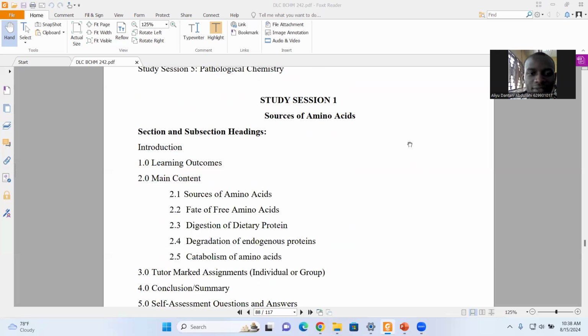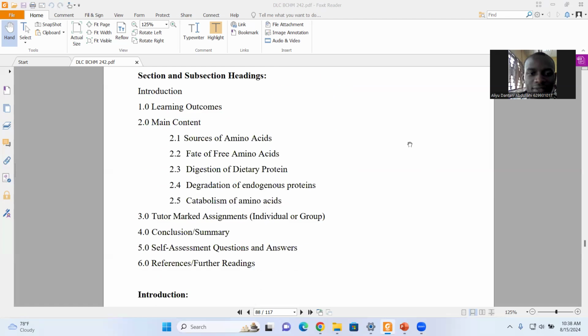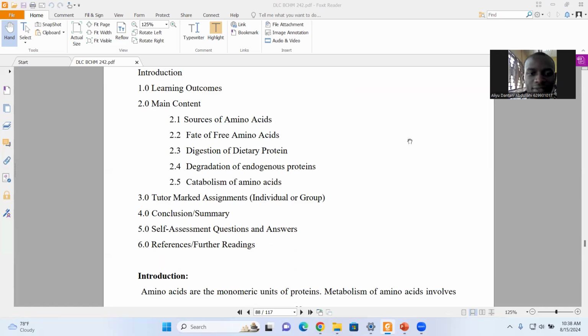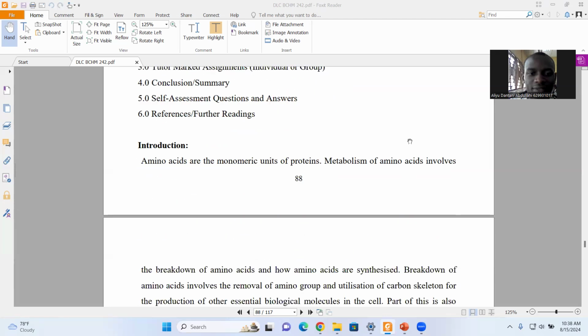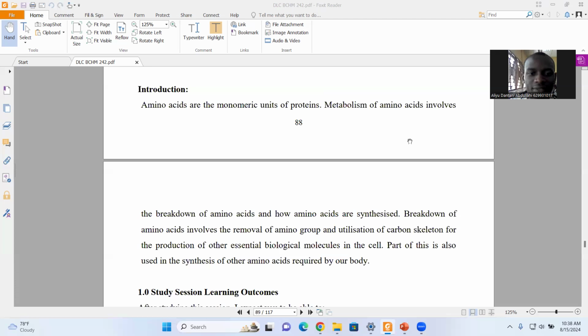Okay. All right. Starting with study session one, sources of amino acids, and fates of free amino acids. We're going to look at sources of amino acids and fates of free amino acids. Digestion of dietary protein, degradation of endogenous proteins, catabolism. That's the breakdown of amino acids. Okay. All right, this is just a basic introduction.